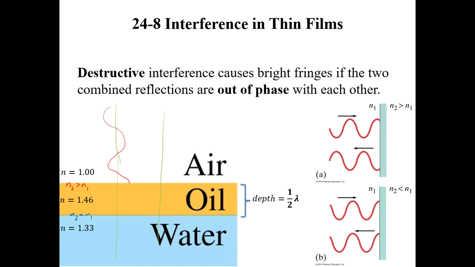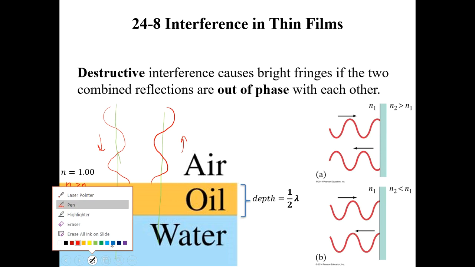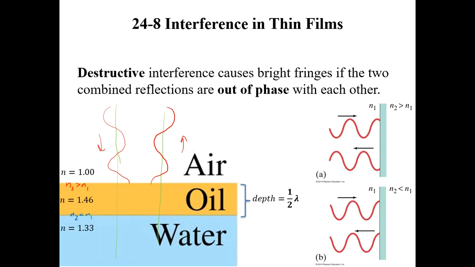Nothing changes with the original reflection between the air and the oil. Since N2 is greater than N1, it's going to invert the phase. And you're going to have a reflection that looks like this. But now, because the depth of the oil is different, the distance that my refracted ray travels allows the wave to progress a little bit further. So since it's half a wavelength, we go from one amplitude to the other amplitude.